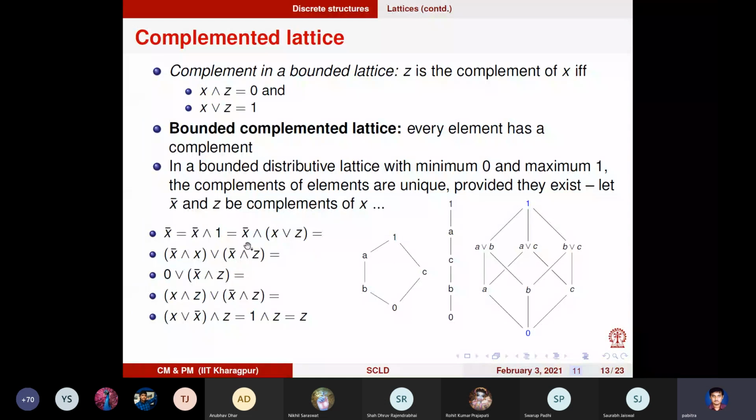Okay. So let X be any element, and let it have two complements. X bar is one complement and Z is another complement. We'll show that this cannot happen. Okay, so let us go this way. So X bar, by the definition of bounded lattice, is X bar meet 1. 1 is the maximum element.